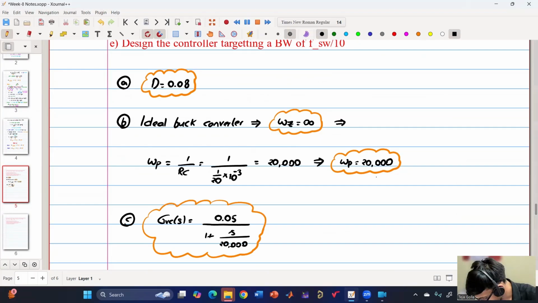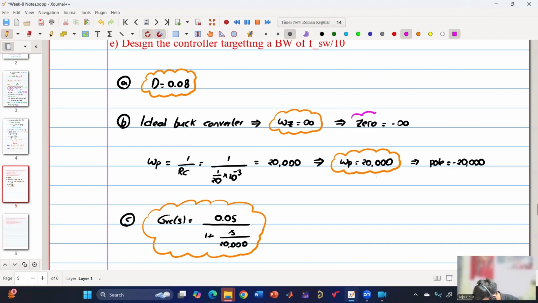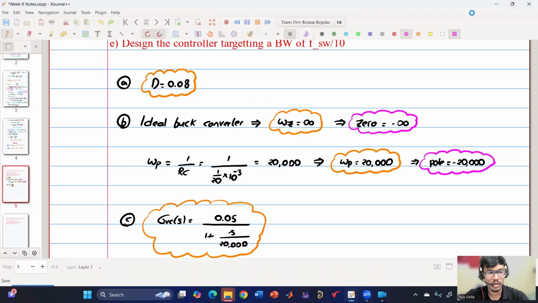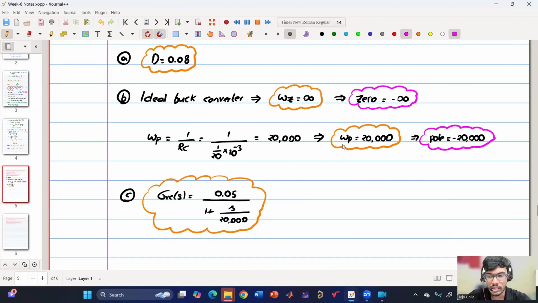Okay, sir. So here the zero location is at minus infinity because it is like an LHP zero, and the pole location is at minus 20,000. Yeah, thanks for pointing this out. But if you see any question where they ask for the pole and the answer is given as positive, kindly let us know. As far as I remember, there is no such mistake. But in case we overlooked it, kindly report to us, and then we'll rectify it.